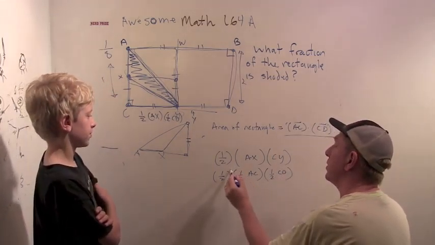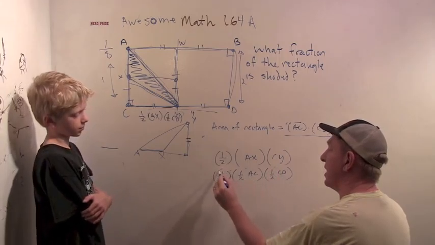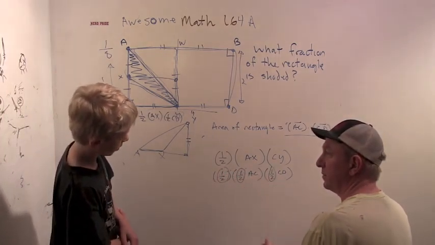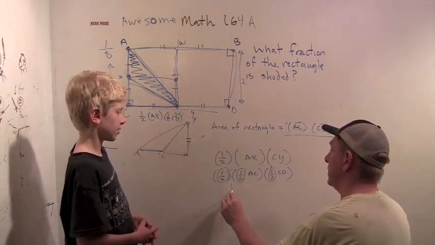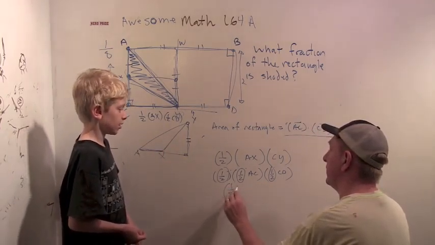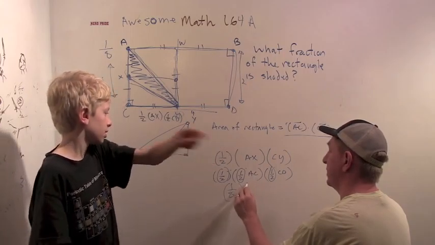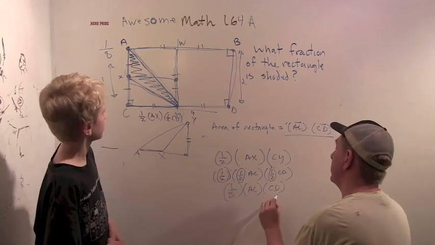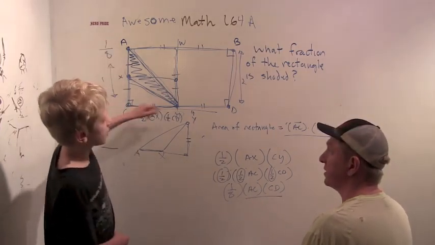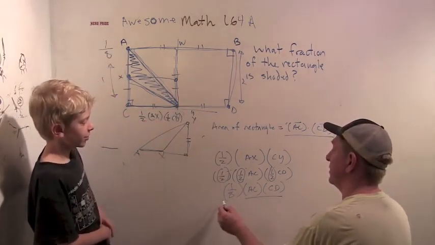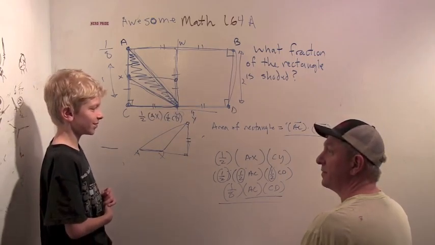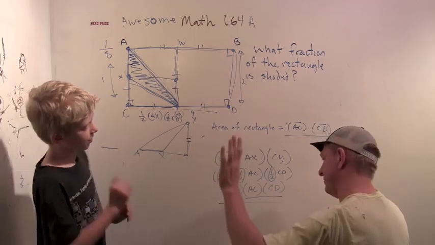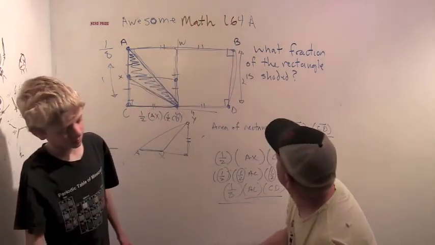And these are all being multiplied together. So we have a half times a half times a half. What's that? That's 1/8. And then what's left is AC times CD. What do we know about AC times CD? That's the area of the rectangle. And this is the area of the triangle. So what fraction is shaded? 1/8. Good work this morning.